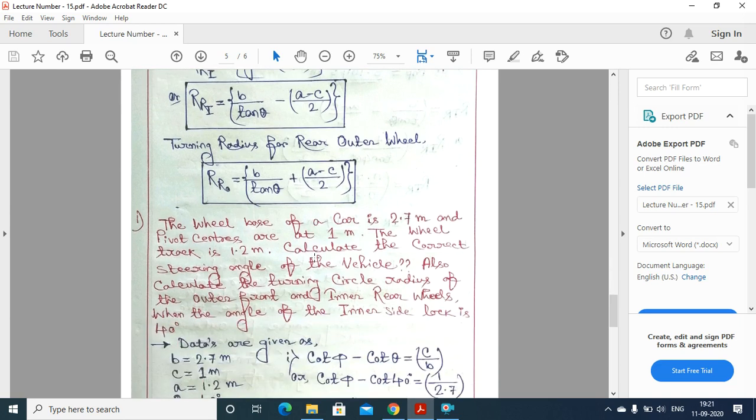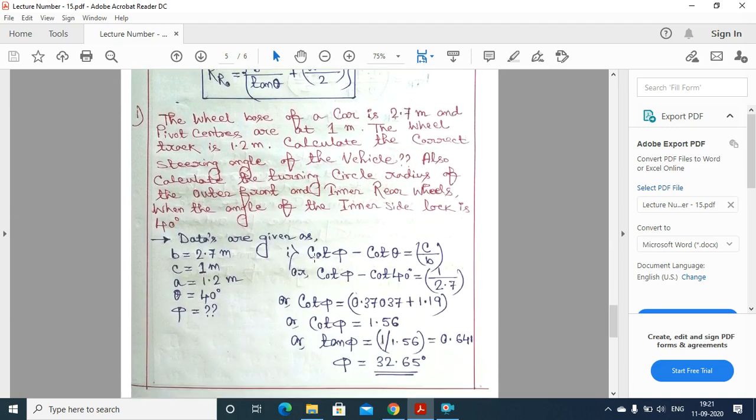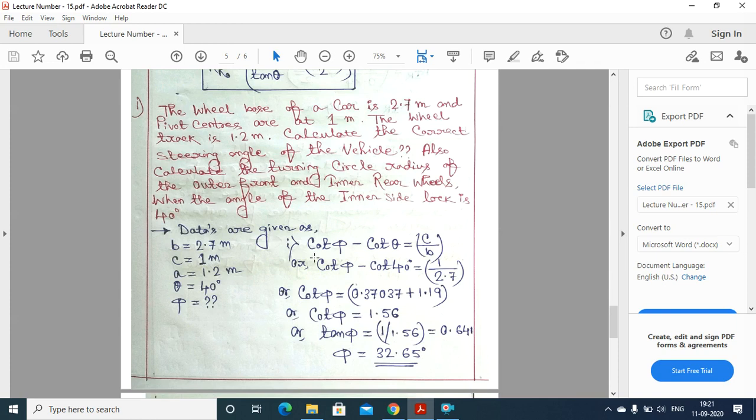Now, the numerical. The wheelbase of a car is 2.7 meter and pivot centers are at 1 meter. The wheel track is 1.2 meter. Calculate the correct steering angle of the vehicle. Also calculate the turning circle radius of the outer front and inner rear wheel when the angle of the inner side lock is 40 degree.